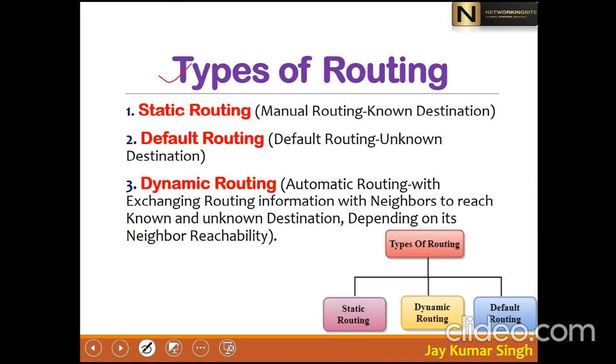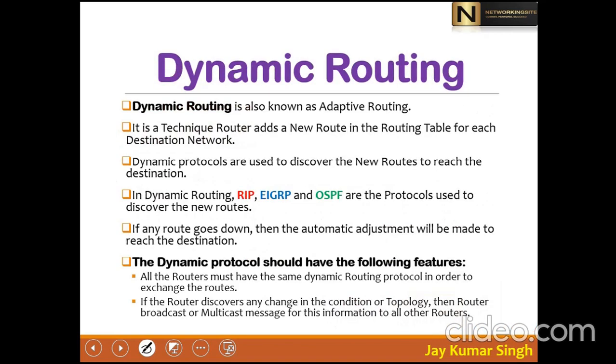In types of routing we have static routing, default routing, and dynamic. We have already completed static, we have already completed default, and then we are working on dynamic routing. Dynamic routing is automatic negotiation routing between neighbors. It is automatic data exchanging between neighbors when the same protocols are running on the neighbors.